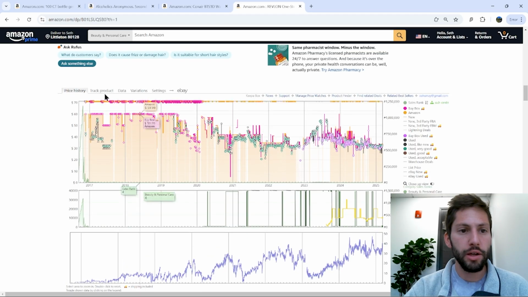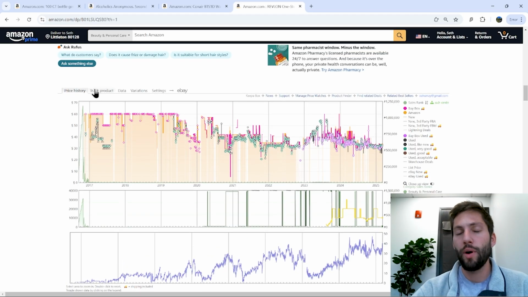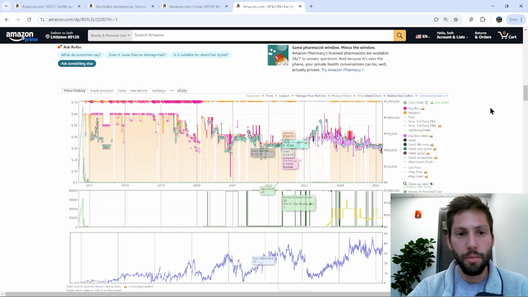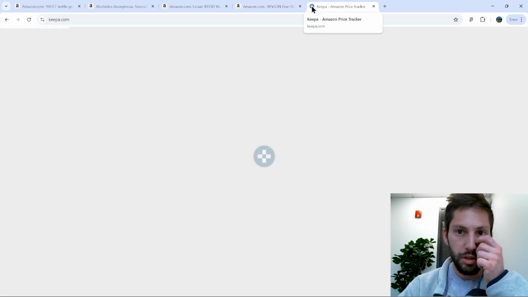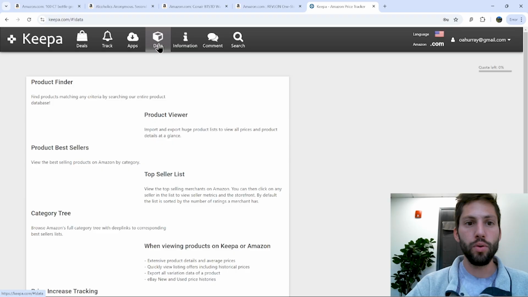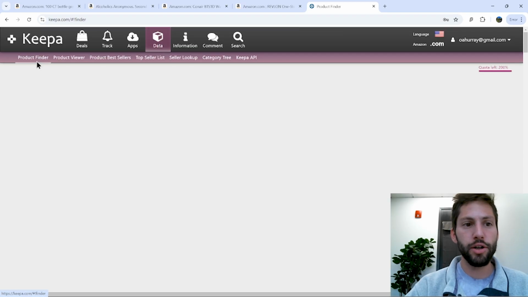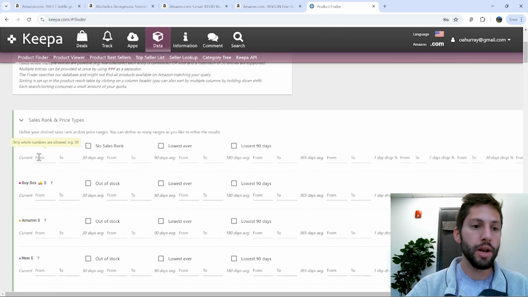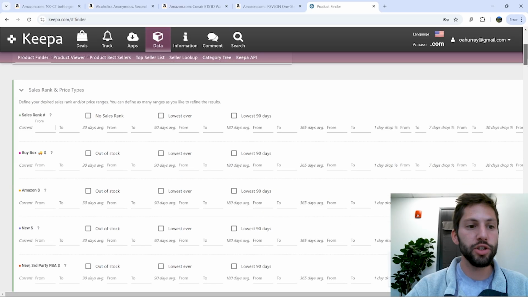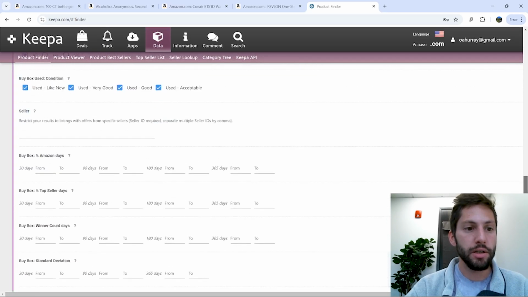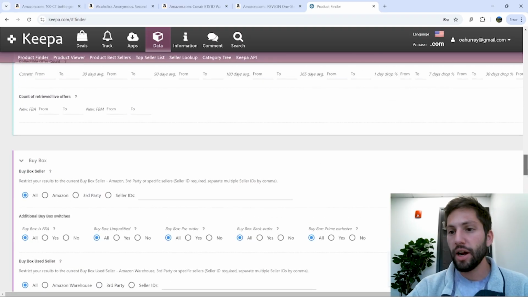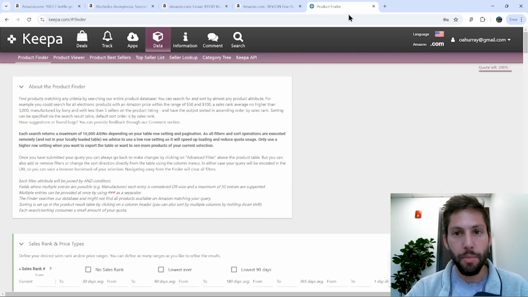You can track products and get alerts for when they go back in stock at a certain price. Some people's business models are completely around that. I don't do a ton of that, so I'm not going to talk tons about that. And then with Keepa as well, you can do some basic searches through the data section and product finder. And here you can enter certain parameters about sales rank, buy box, Amazon price, brand, condition. I'm not going to go into that right now. We're really just talking about the demand.